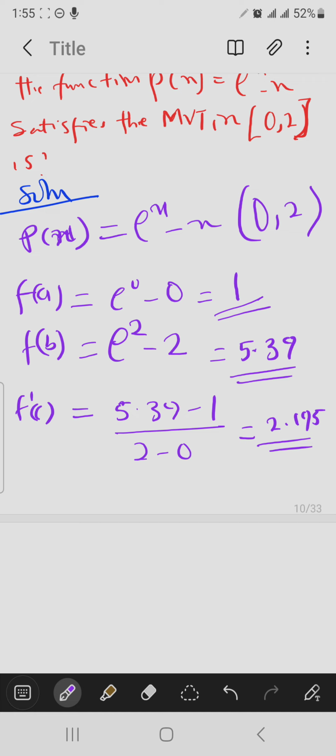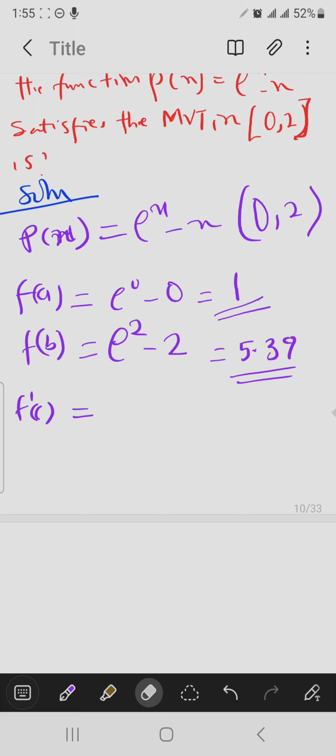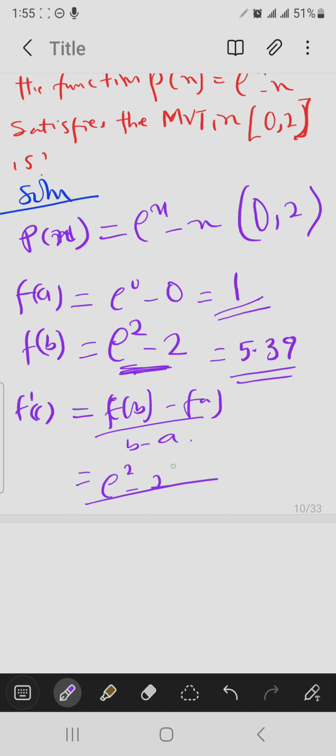But one thing here is this. This one is supposed not to be like this. And this one itself is supposed to be e raised to power 2. E raised to power 2 minus 2. That's how it's supposed to be. So I'm going to write it as if it is in form of this. So f prime of c will now be f of b minus f of a over b minus a. So this one will now be e raised to power 2 minus 2 over 2 minus 0. So it will now be e raised to power 2 minus 2 over 2. So this is what f prime of c will be.